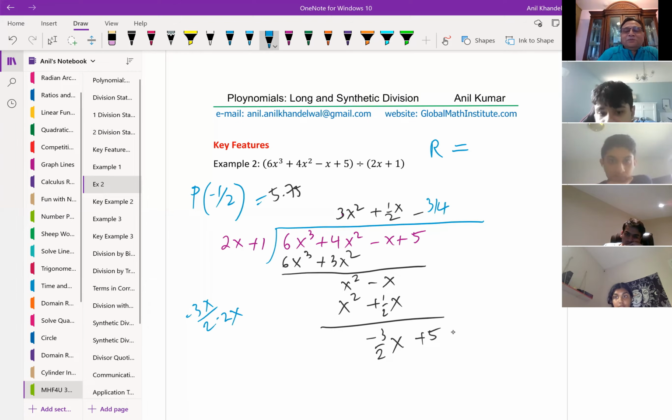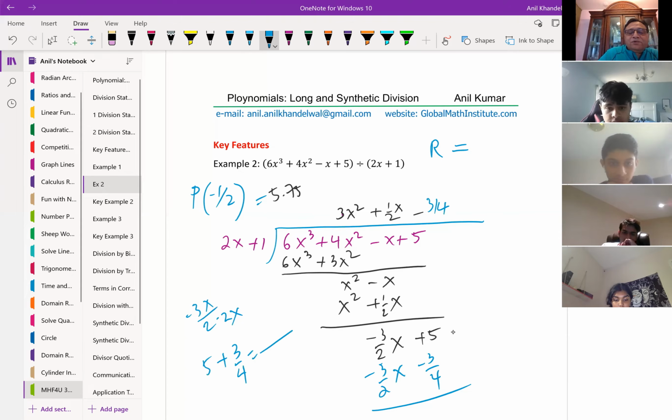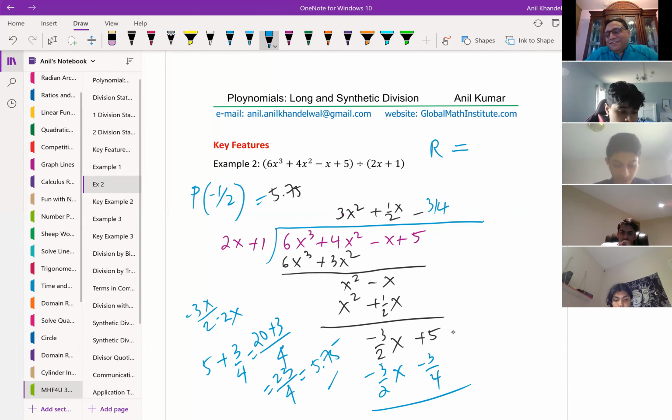Correct? So when you multiply with this, 3 times 2 and 4 is there. So you get minus 3 over 2x and minus 3 over 4. And now what is the remainder? We'll add these two, right? 5 plus 3 over 4, which, with 4 as the common denominator, is 20 plus 3, right? 23 over 4 is approximately how much? Maybe 5.75. Check. Yes, sir, it is 5.75.